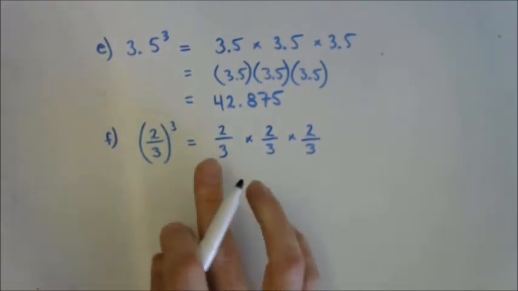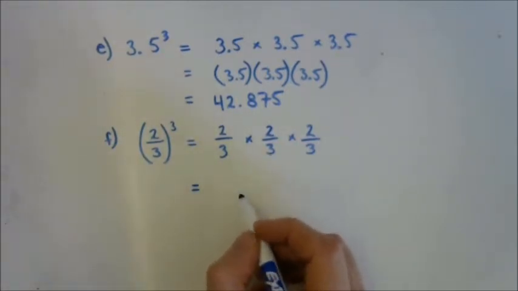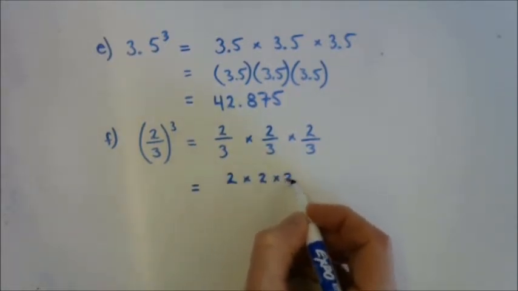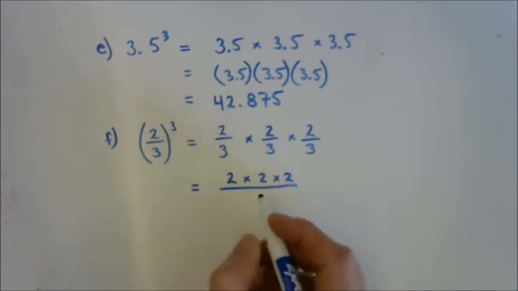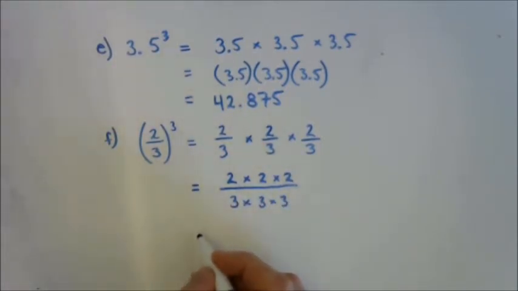Now, how do we multiply fractions? Top times top times top, bottom times bottom times bottom. So I'm going to rewrite this way so it's easier for us to see. In the numerator, we have 2 times 2 times 2. In the denominator, we have 3 times 3 times 3. In the numerator, we have 8. In the denominator, we have 27.